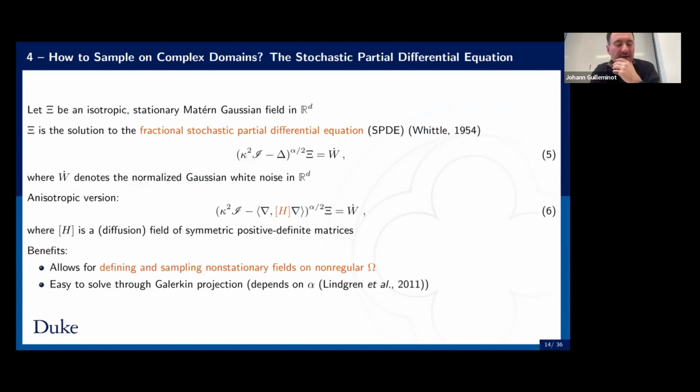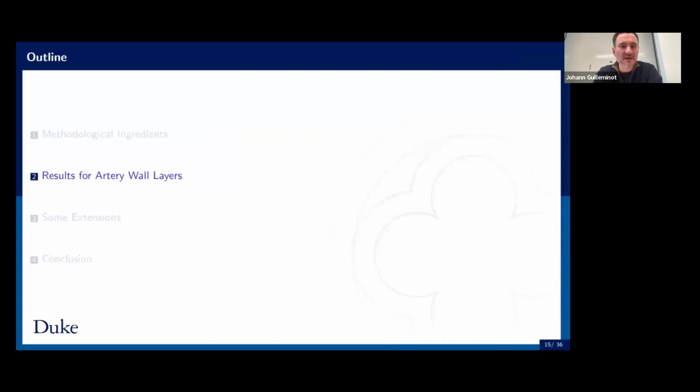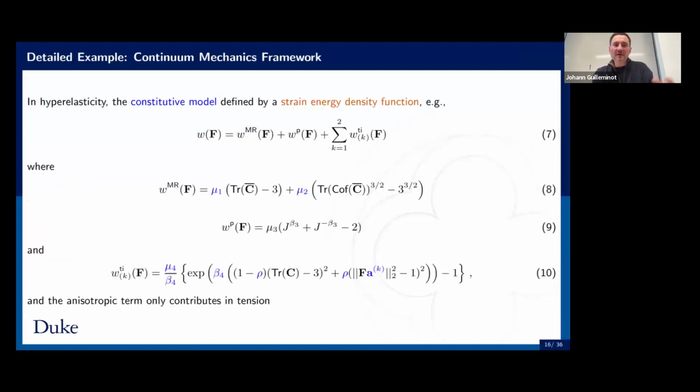So now I have introduced those ingredients, the basic versions of them. Now I'd like to show how it works in practice, and you're going to see that it's going to deliver pretty nice results. So I'm going to focus on the continuum mechanics background first. In hyperelasticity, if you are working on the mechanics of arteries, usually we are using strain energy density functions that will look like this. So this is basically the constitutive model. And if you take the derivative of this with respect to the deformation gradient, that's your Piola-Kirchhoff stress.